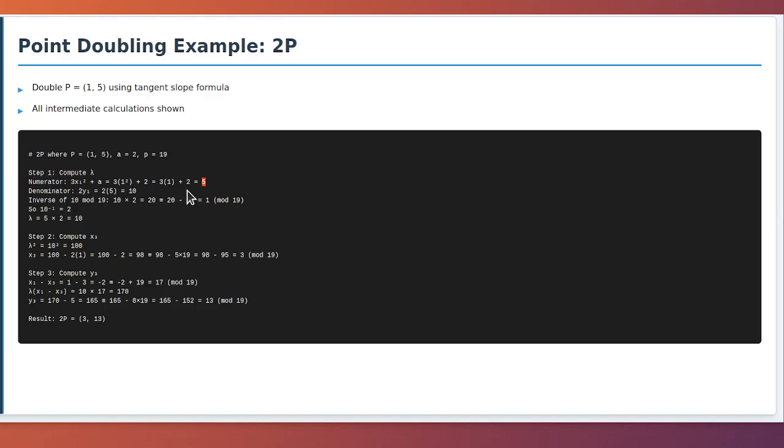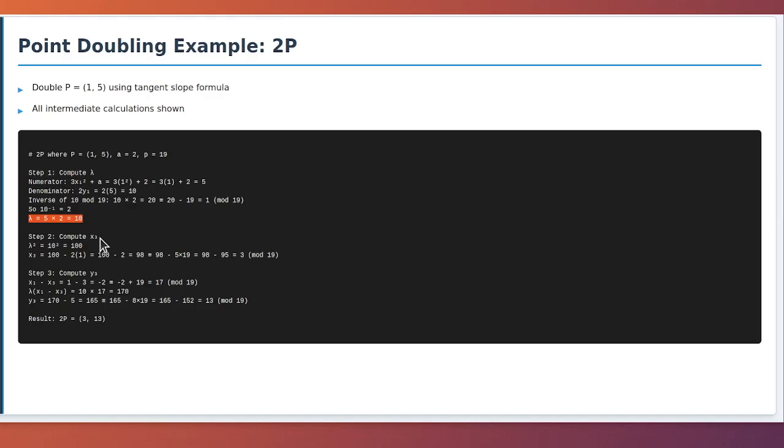Now the denominator. 2 times y sub 1 equals 2 times 5 equals 10. We need the modular inverse of 10 modulo 19. Testing. 10 times 2 equals 20, and 20 modulo 19 equals 20 minus 19 equals 1. So the inverse of 10 is 2. Therefore, lambda equals 5 times 2 equals 10.